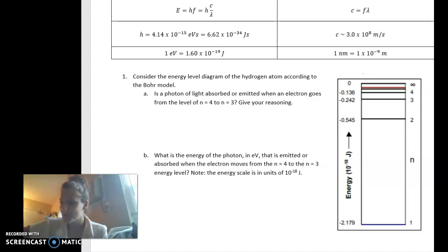That move from n equals 4 to n equals 1 would emit a photon of energy 2.043 times 10 to the negative 18th joules. But that's not that important. Now let's look at the other paths that my electron can take to get from n equals 4 to n equals 1. My electron could also go from 4 to 3, 3 to 2, 2 to 1.